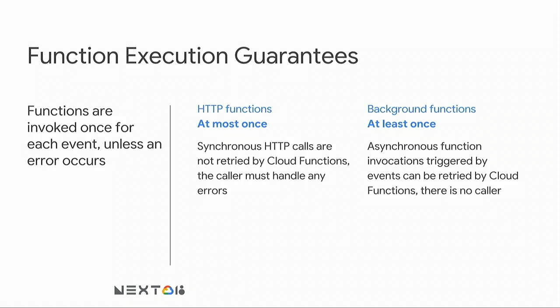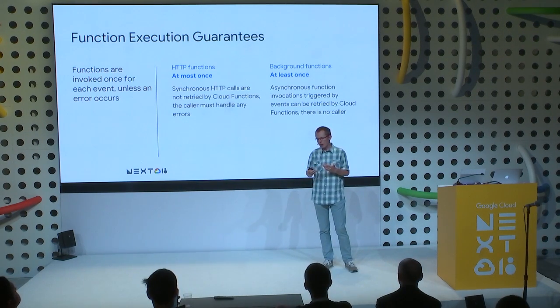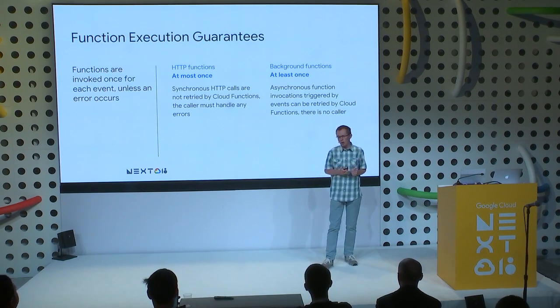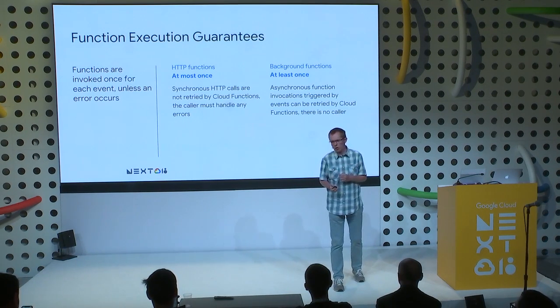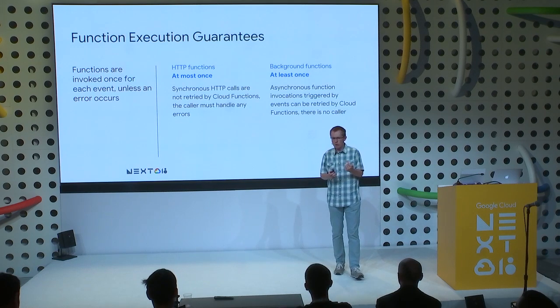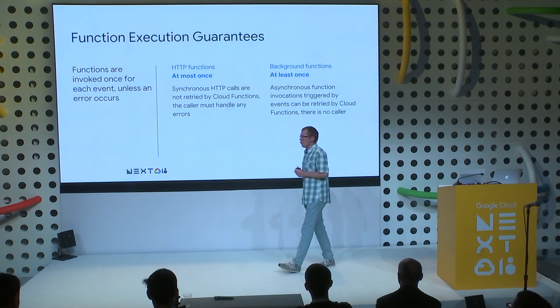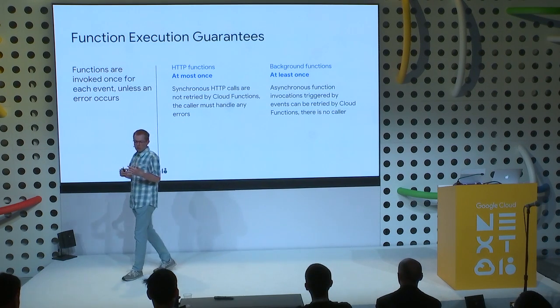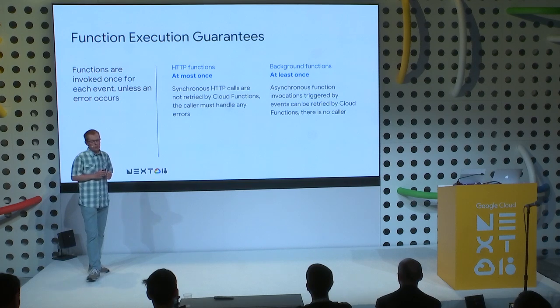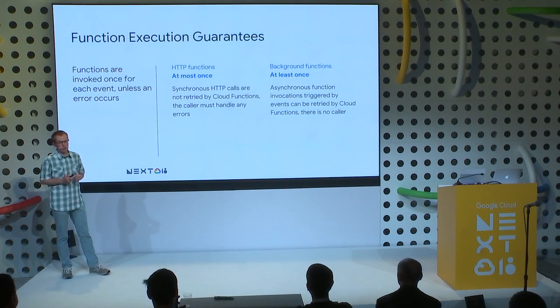HTTP functions are executed at most once due to their synchronous nature. This means that the calls are not retried by cloud functions, and it is the caller who must handle any errors. And if you think about it, the caller should handle the errors anyway, as the request might not even reach Google's infrastructure. On the other hand, background functions are executed at least once, as asynchronous function executions triggered by events can be retried by cloud functions, as there is no caller who could do it otherwise.